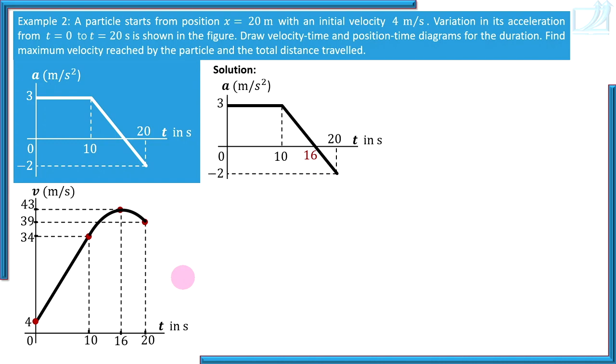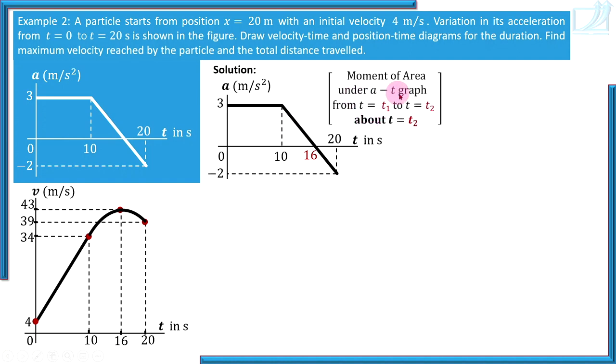Now let's proceed to the XT diagram. Now the AT diagram is given. Tell me how we can relate the AT diagram with position. So it is the moment of area under the AT diagram. So what is that exact formula? Moment of area under the AT graph from T1 to T2, and this moment is about T2, plus initial velocity into duration. This gives you change in position.